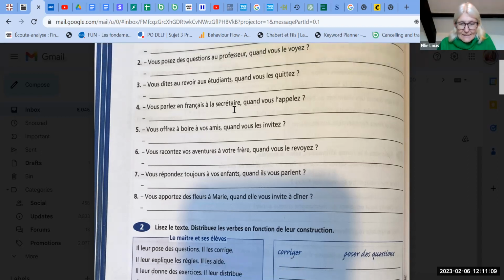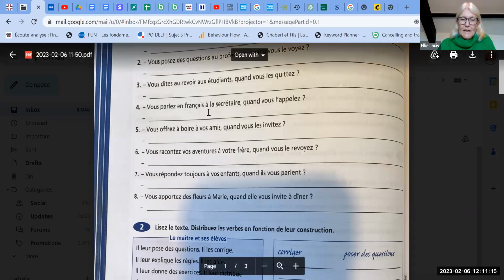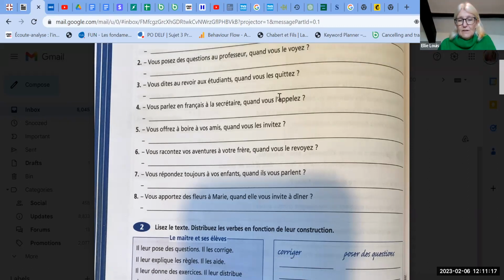Well, we know it's à la secrétaire, so we know that the secrétaire is feminine, because otherwise it would be au. Okay, so we don't know that the secretary is feminine by the vous l'appelez here, but we do know here. But that doesn't actually matter, does it? Because we're going to have the L apostrophe on this side, always. And this one, because this is an à situation, we're going to be using lui. And lui is the same for masculine and for feminine.